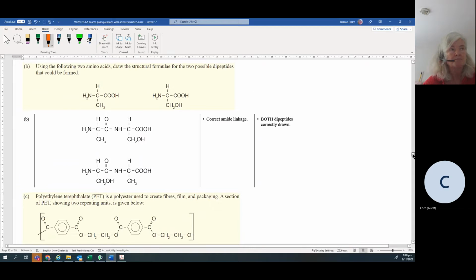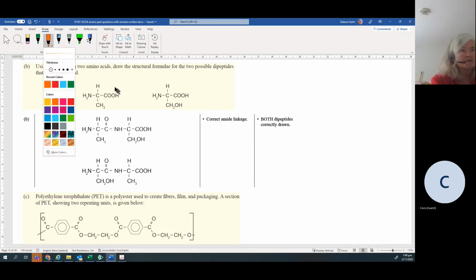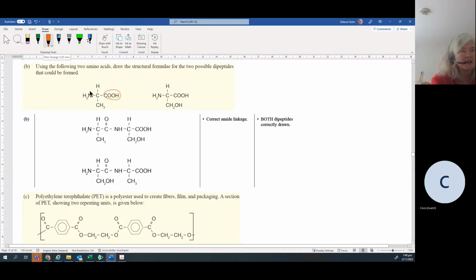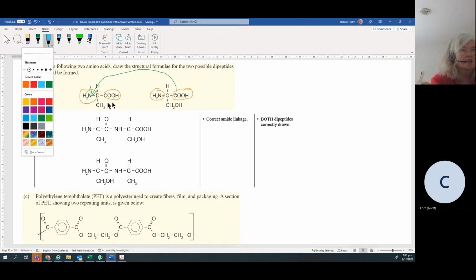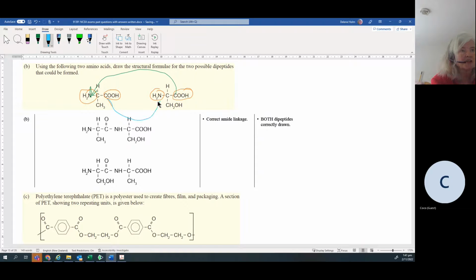Or it could be you've got something with 2 different functional groups. So this is, for instance, the carboxylic acid and the amine. So we've got the same thing over here. So what will happen is this carboxylic acid can react with that amine. And if I do a different color, you can have this carboxylic acid, this carboxylic acid reacting with that amine. And that would give you two different dipeptides.